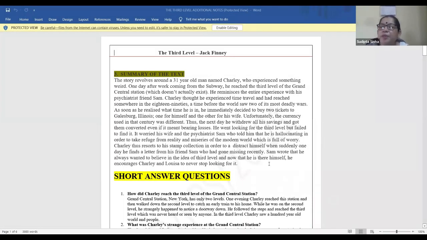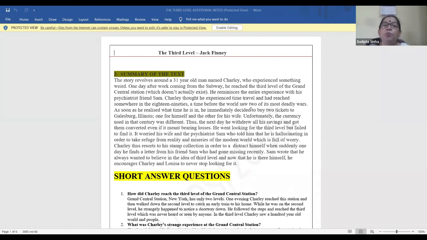This is what we decided at that time. I'm sure you're able to see a very brief summary of the story. The story revolves around a 31-year-old man named Charlie who experienced something weird. They can use these words. This is what CBSE has given us as the guidelines to help the children understand the way they have to analyze it.